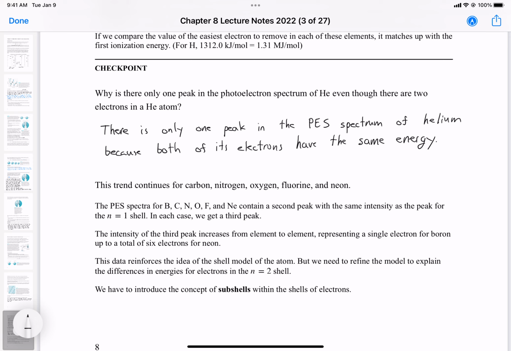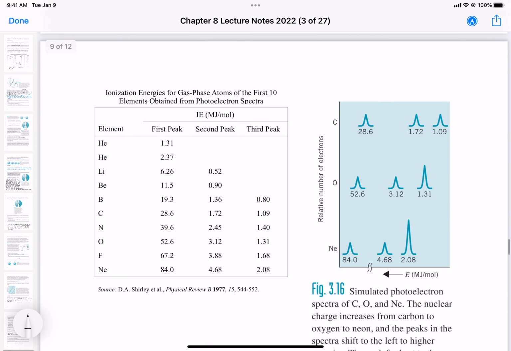All right. So this reinforces the idea of the shell model of the atom, but we need to refine the model a little bit to explain the differences in energy for electrons in the n equals 2 shell. So now we have to introduce the concept of subshells within the principal energy shells or levels of electrons. Okay, so here we go.